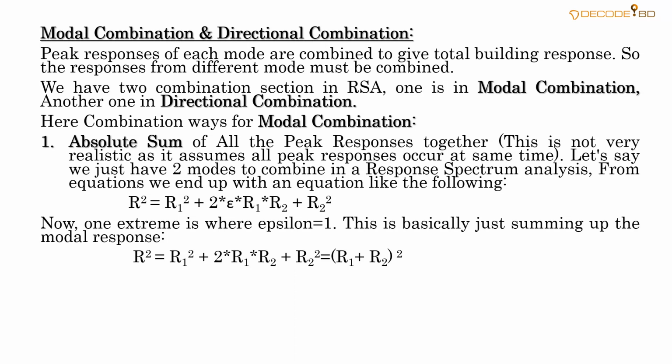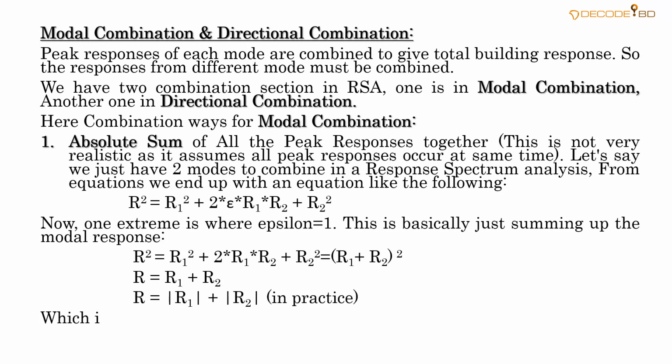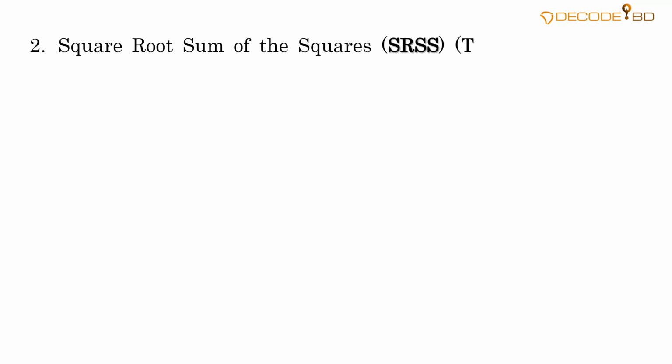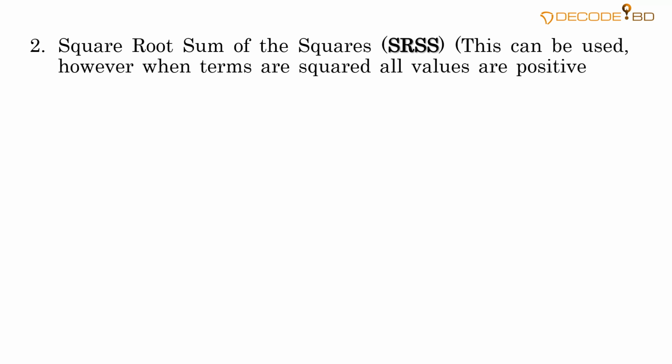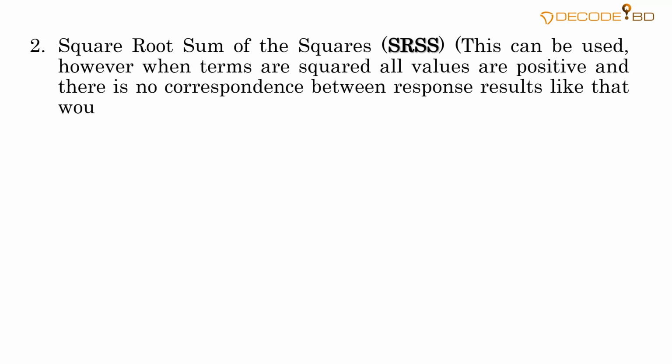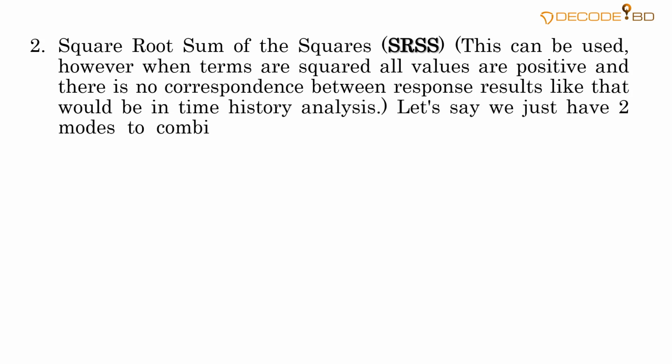By rooting the equation, we can get R equal to R1 plus R2. That means R equal to positive R1 plus positive R2 in practice, which is very conservative. Now come to the second way, square root sum of the squares, SRSS. This can be used, however, when the terms are squared, all values are positive and there is no correspondence between response results like that would be in time history analysis.